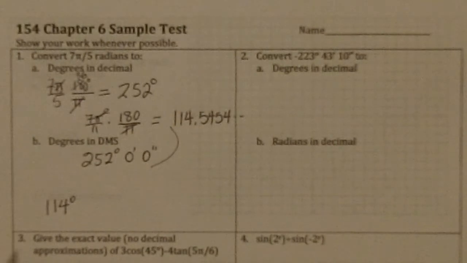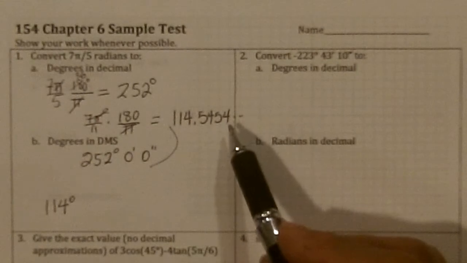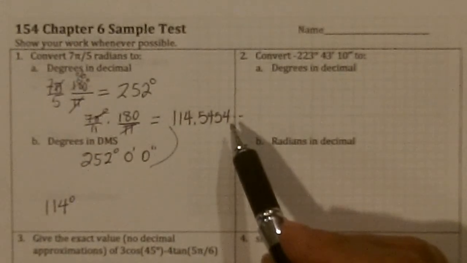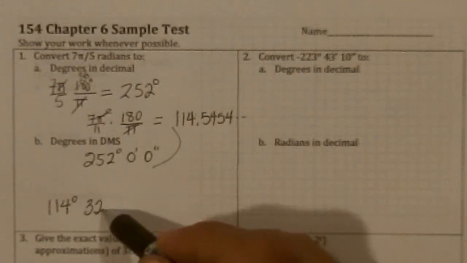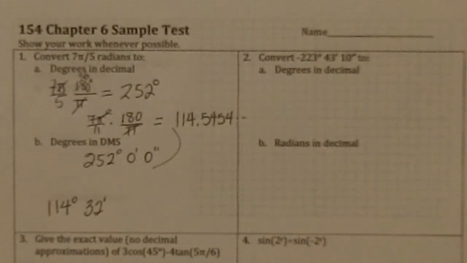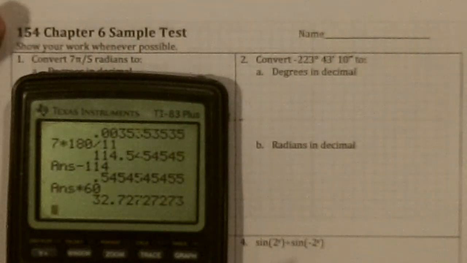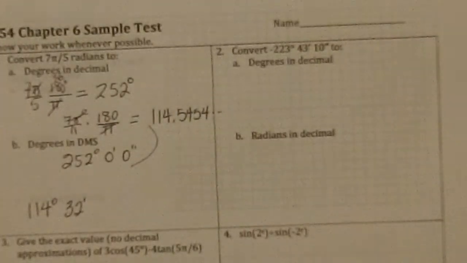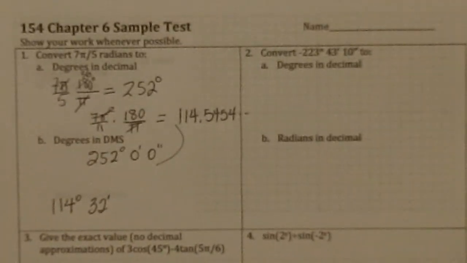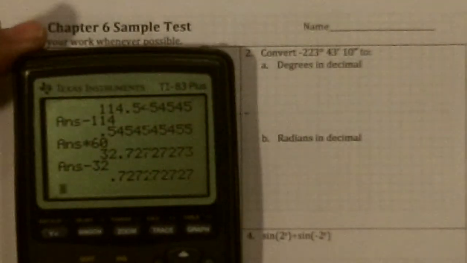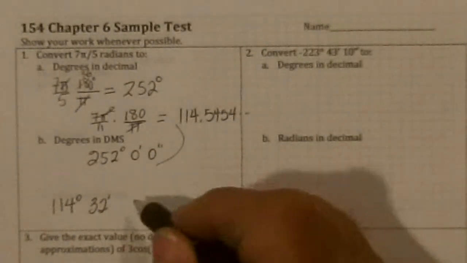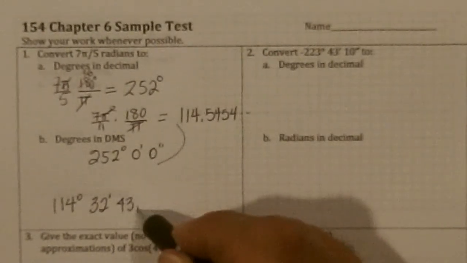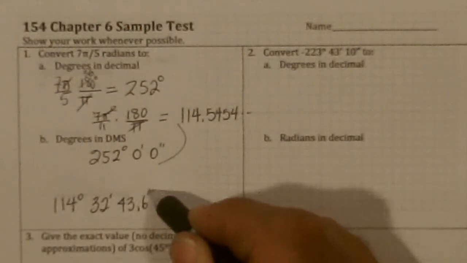Subtract the 114 from my answer, and I'll get that 0.545454, and take that times 60 to get the minutes, and that comes out to be 32 minutes. Comes out to be 32.727272. So then I will subtract the 32, and I get that 0.727272, and I'll take that times 60 to figure out the seconds, and that comes out to be 43.6 rounded off seconds.